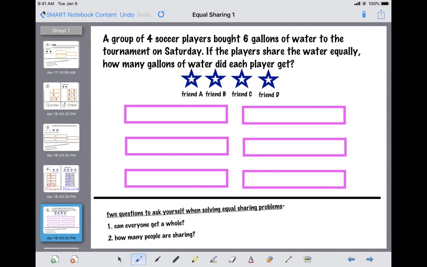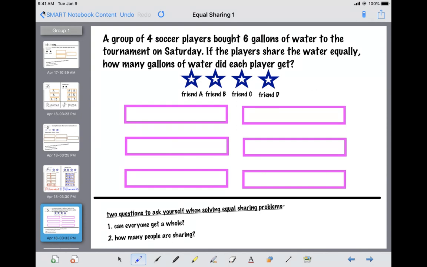If you have pencil and paper in front of you, I want you to try and solve this one as we work through it together. A group of 4 soccer players bought 6 gallons of water to the tournament on Saturday. If the soccer players share the water equally, how many gallons of water did each player get?